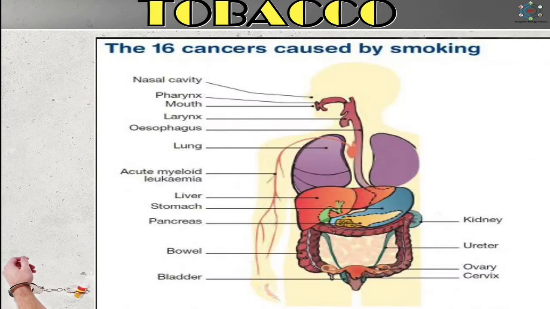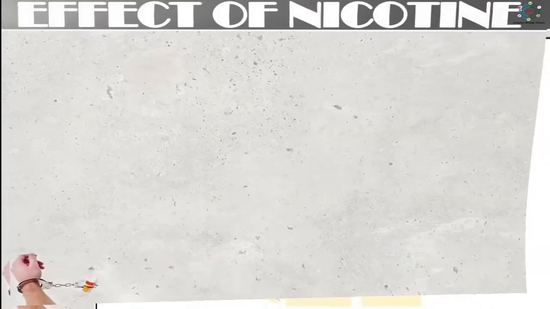So you can see here the 16 cancers caused by smoking: nasal cavity, pharynx, mouth, larynx, esophagus, lungs, acute myeloid leukemia, liver, stomach, pancreas, bowel, bladder, kidney, ureter, ovary and cervix. So in all these organs, cancer is caused by smoking.